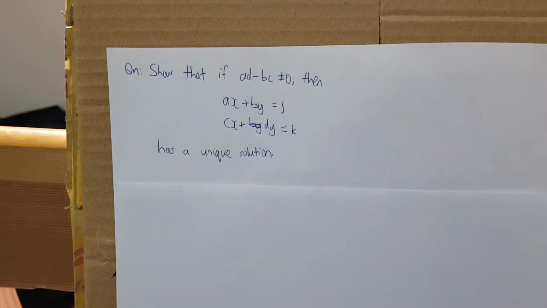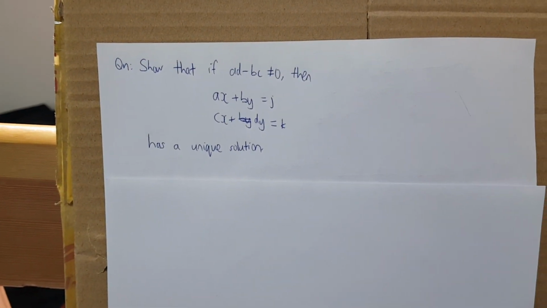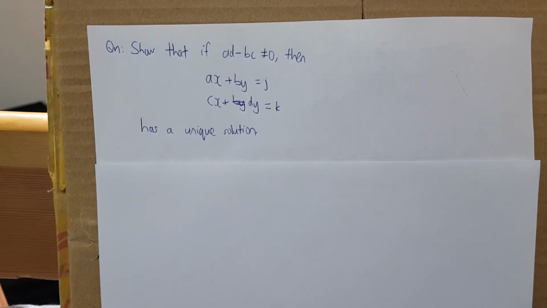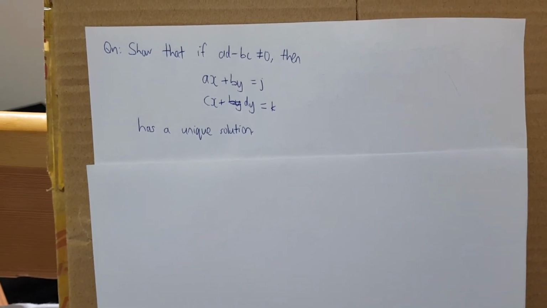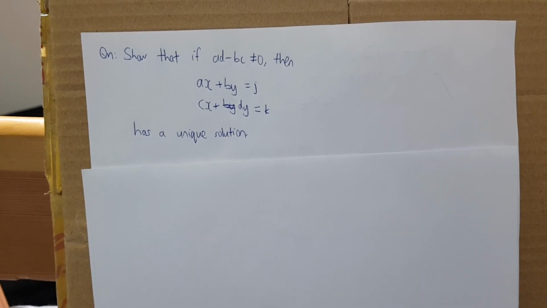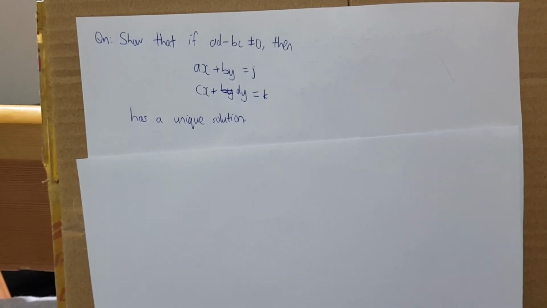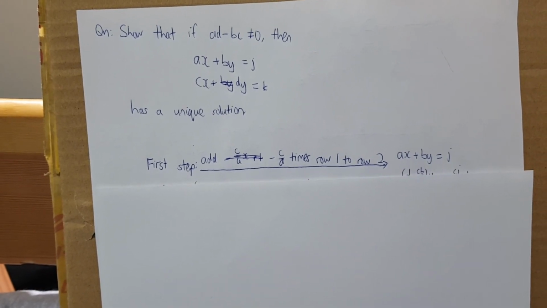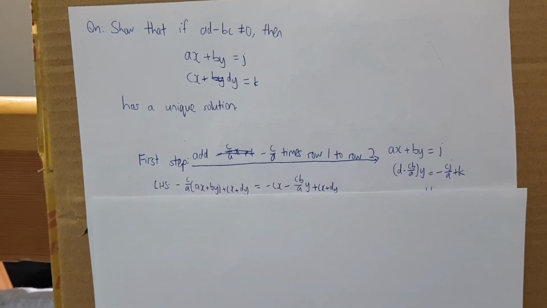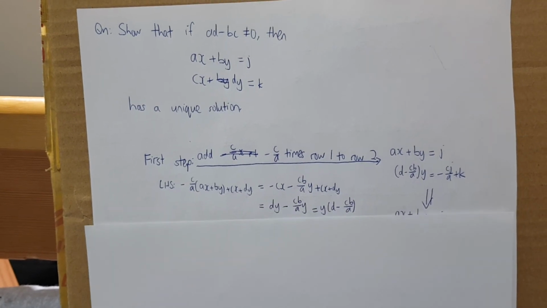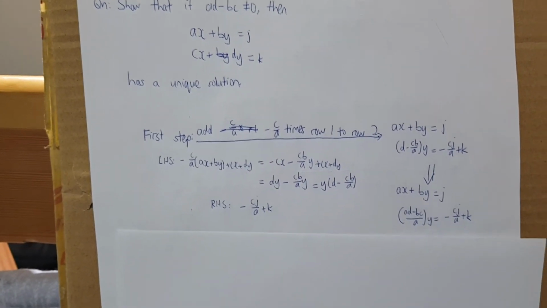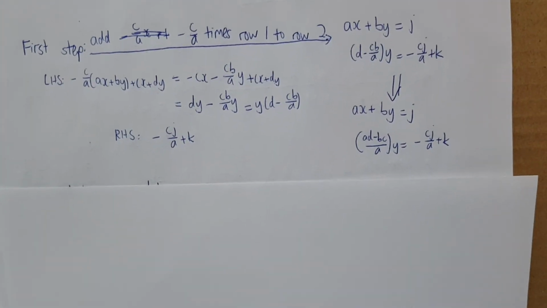So now show that if AD minus BC does not equal 0, then these systems will have a unique solution. So first things first, we assume that A is a lower coefficient than C. So what do we do? We add minus C over A times row 1 to row 2. Hence we get this. And now, after we manipulate, we get this form.